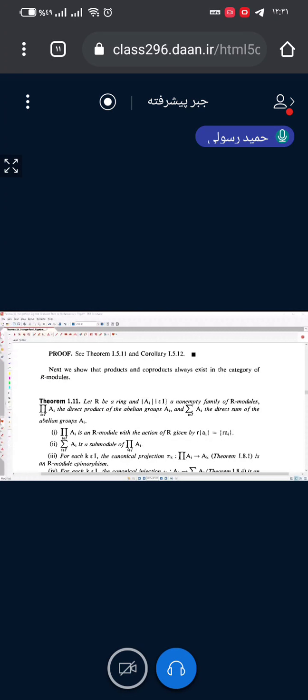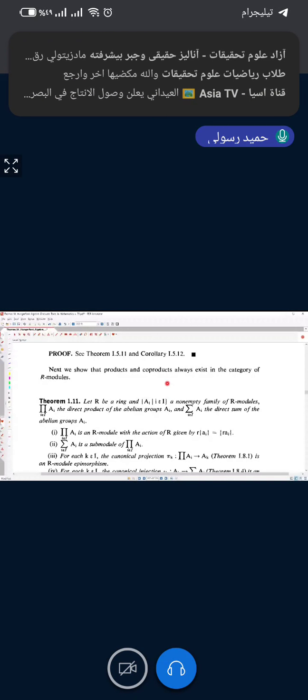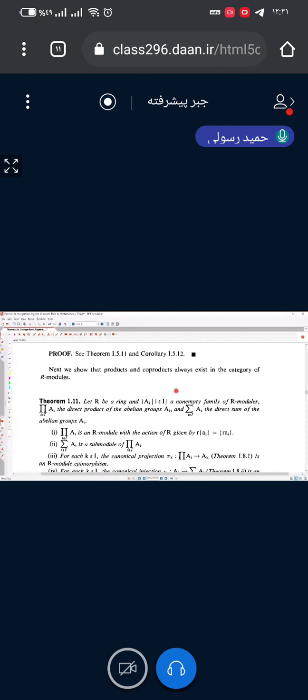Next, we show that products and co-products always exist in the category of R-modules. As you remember, we defined products and co-products in a general category in the first session. And here we are going to verify the existence of products and co-products in the category of R-modules. We will see that these universal objects do always exist.